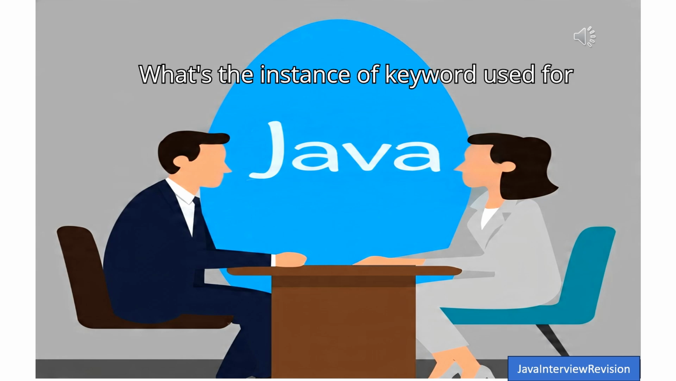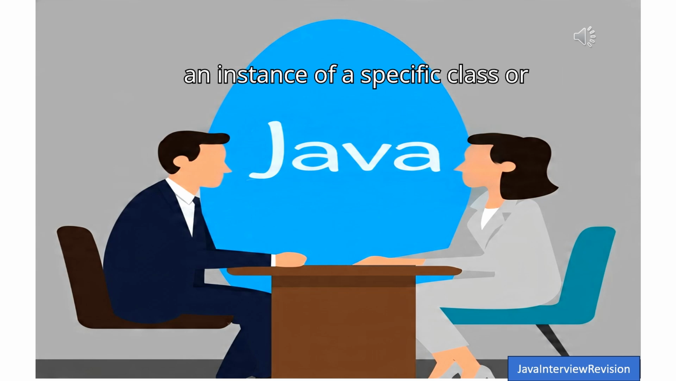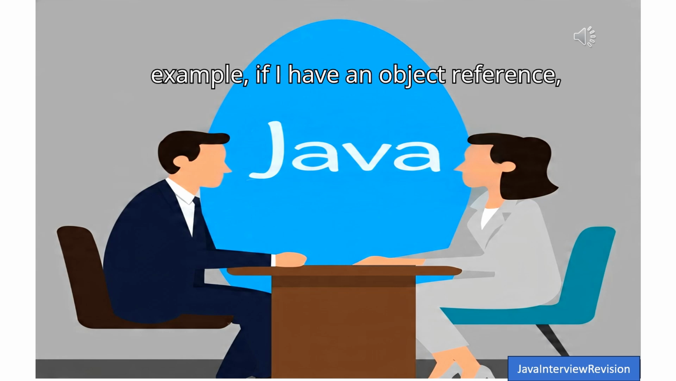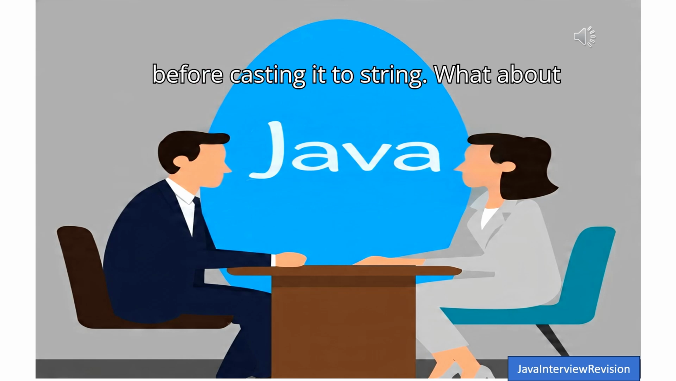What's the instanceof keyword used for? Instanceof checks whether an object is an instance of a specific class or interface. It's useful in polymorphic scenarios to safely downcast. For example, if I have an object reference, I can check if obj instanceof String before casting it to String.